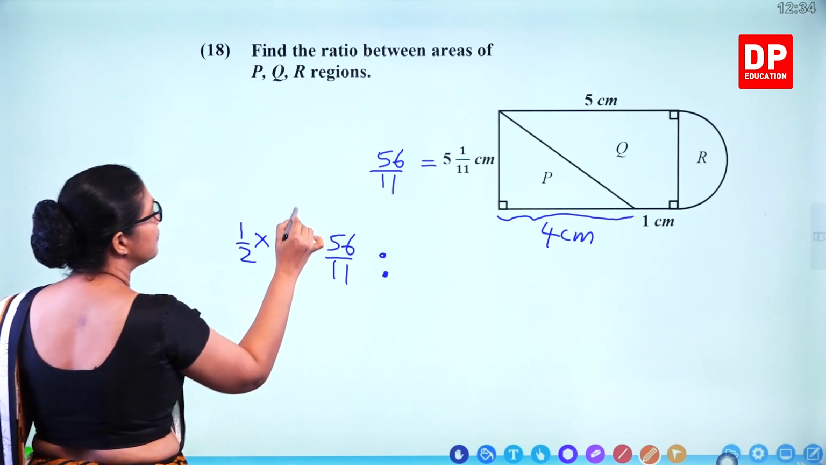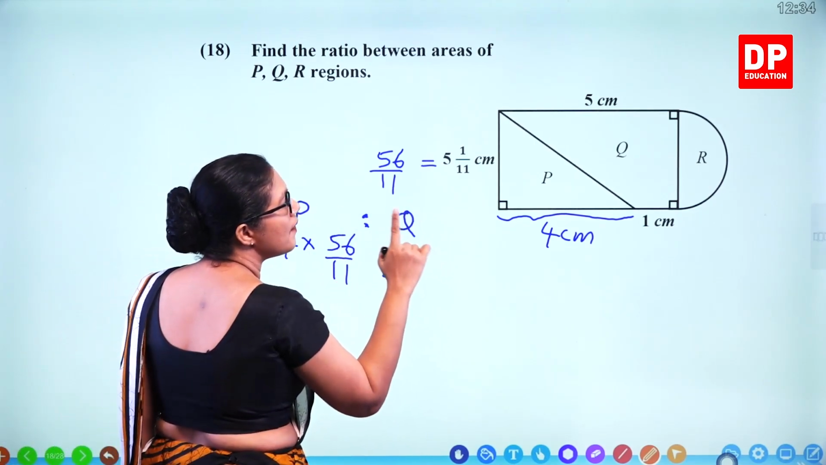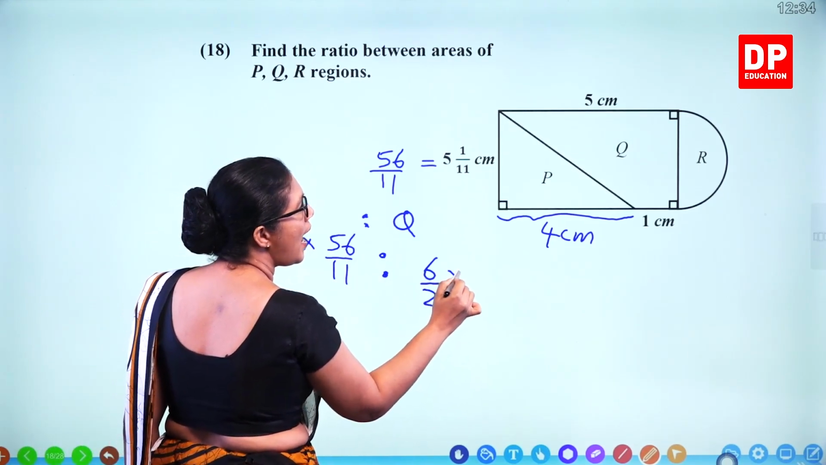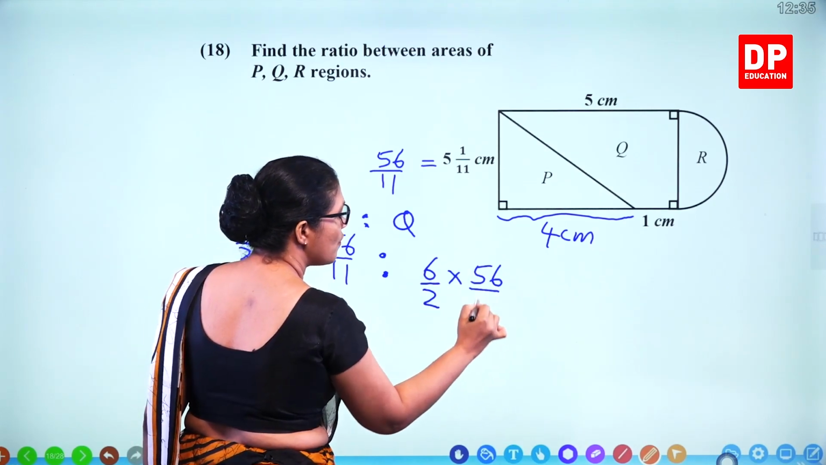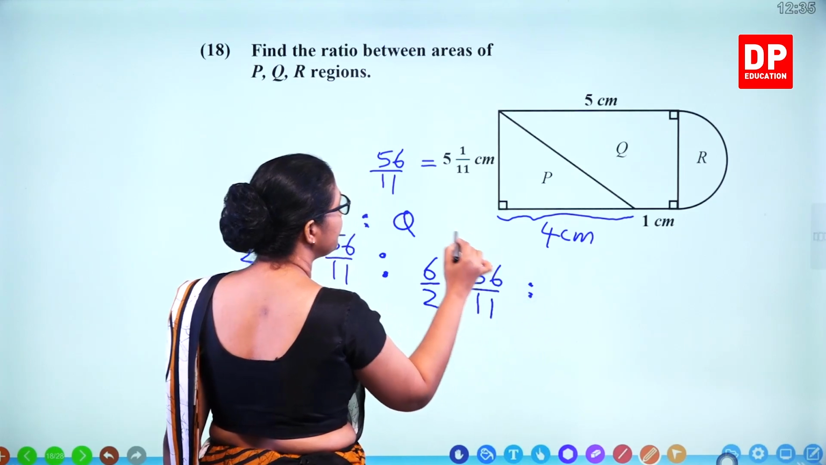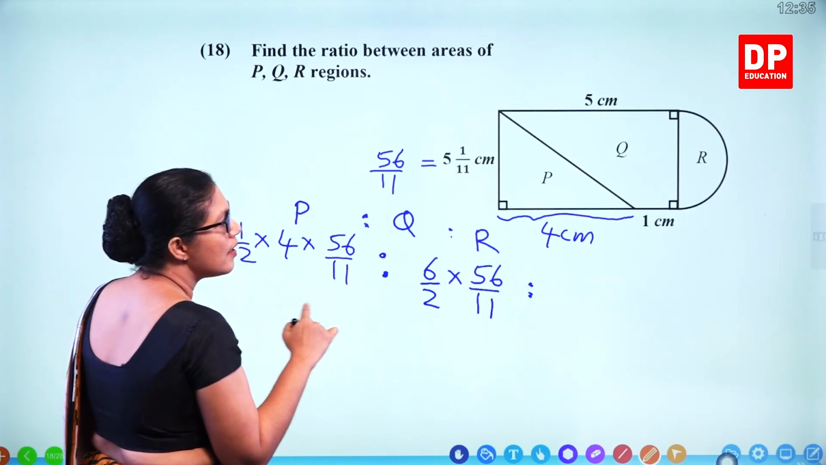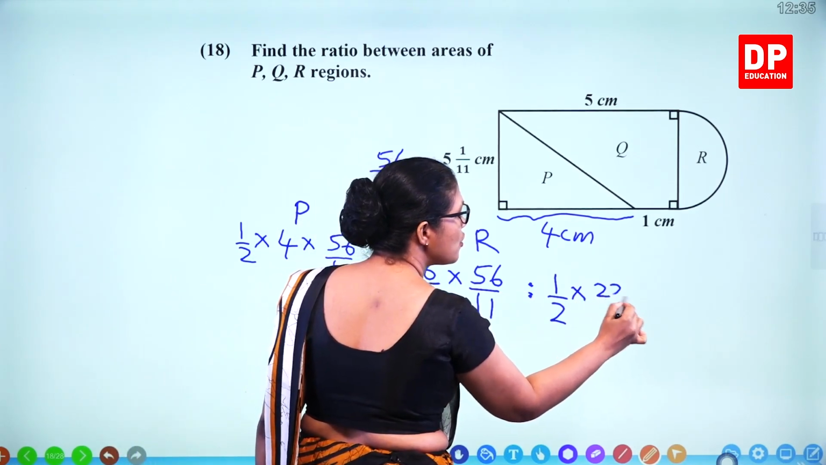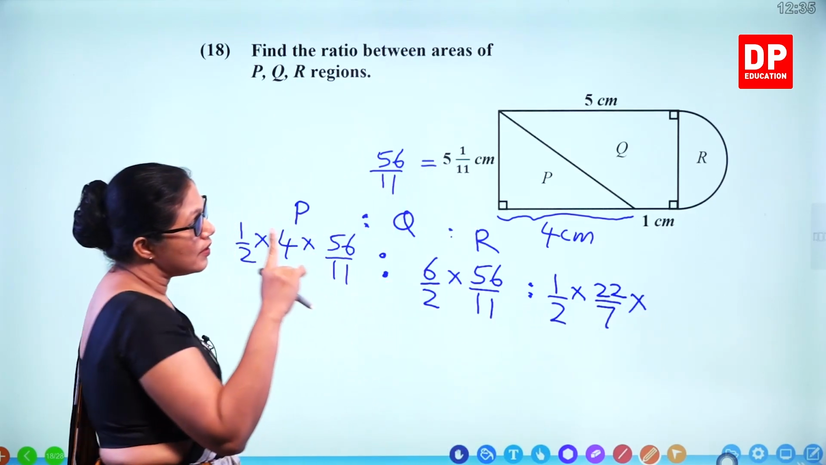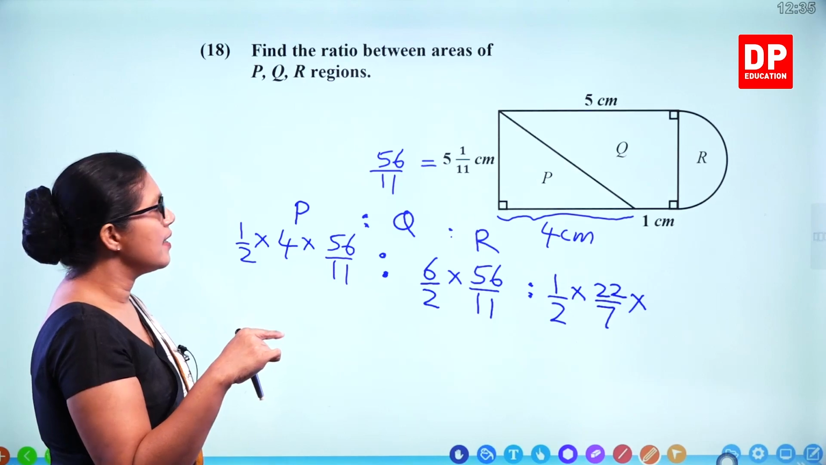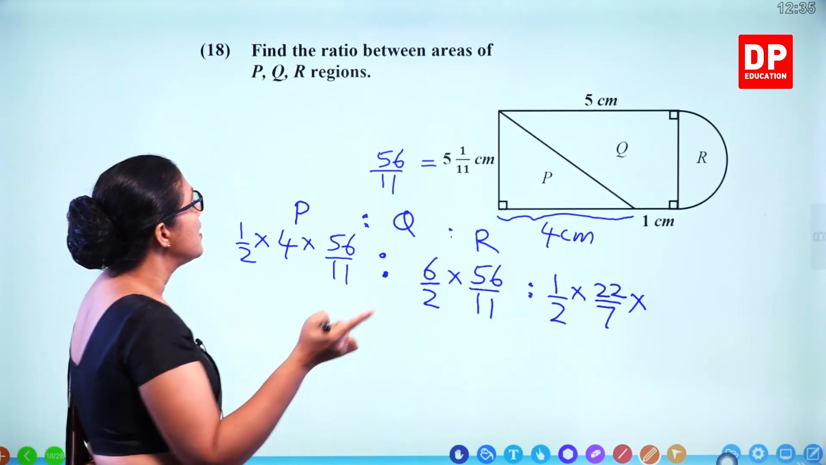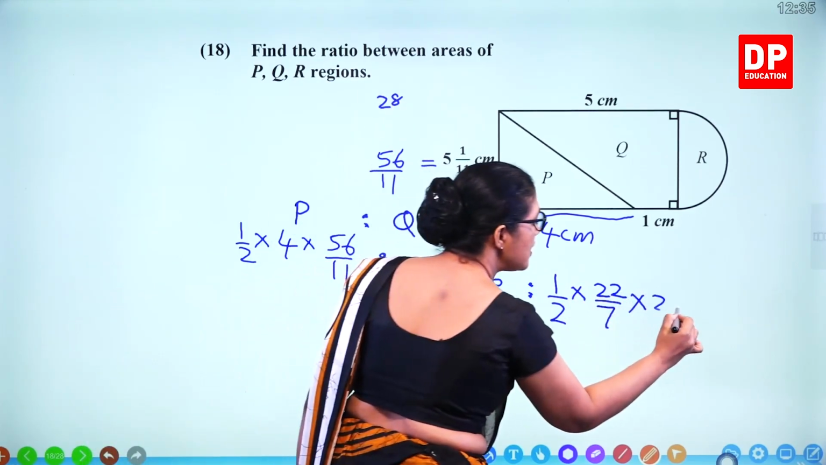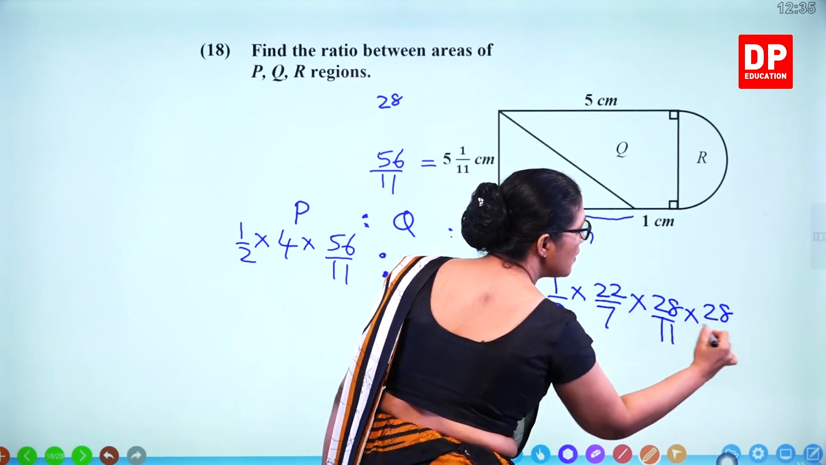So this is P. Q, that's a trapezium. Add the 2 parallel lines, 5 plus 1, 6. Divide by 2 and multiply by the perpendicular height, 56 over 11. Then R, ratio R. Semicircle. Half into pi r squared, half into 22 over 7, and the radius, diameter is given 56 over 11. When you divide by 2, you get the radius. 56 divided by 2, 28 over 11. So 28 over 11 and 28 over 11.